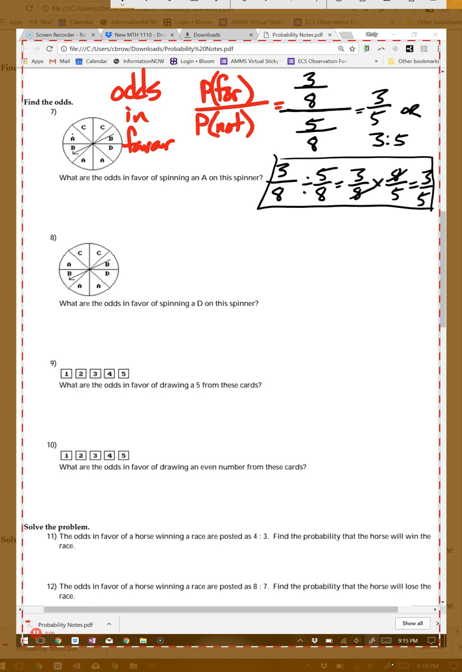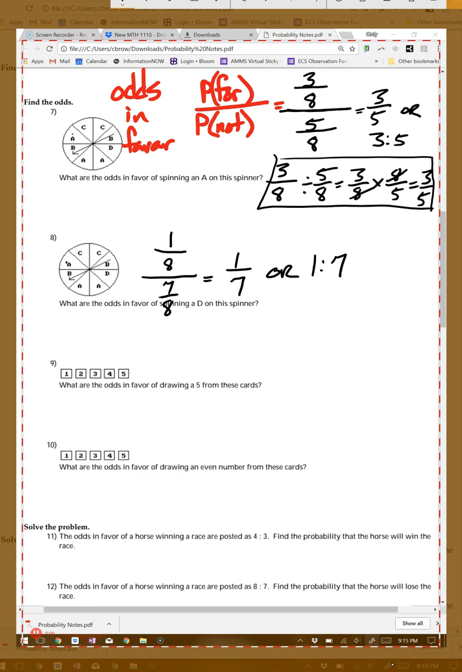It says, what are the odds in favor of spinning a D on this spinner? So again, we need to know our total number, which is 1, 2, 3, 4, 5, 6, 7, 8. So I'm going to do this right here. So 8 on the bottom. And there is 1 D on the spinner. So 1 out of 8, and then our bottom fraction ought to be 7 out of 8. And so if we were to reduce this down, it would just be 1 over 7. Again, we're losing the bottom 8s. Or 1 and 7.